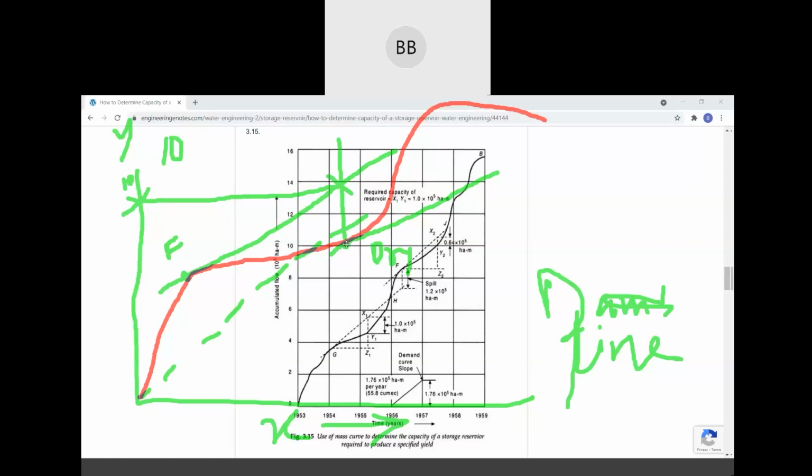Then the dry point also we have to identify. Suppose it is 7, then your reservoir capacity will be 10 minus 7, which is 3. Just for an example. Thus we have to find out the intercept between the tangent point and the dry point.